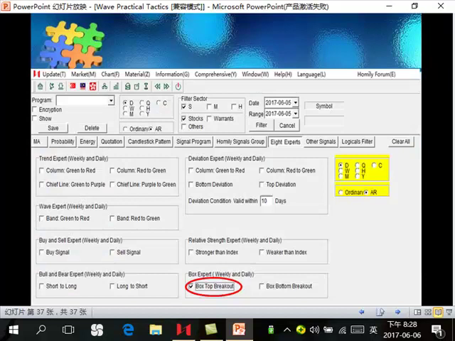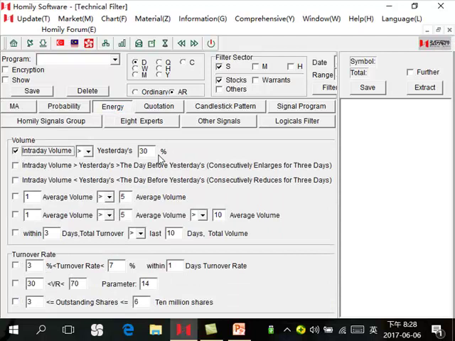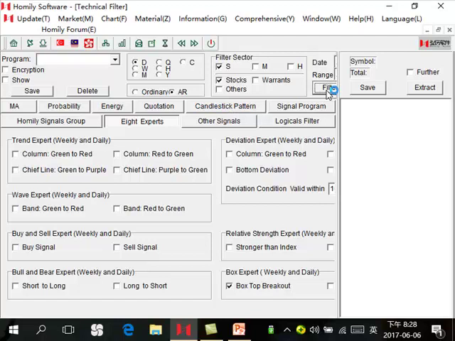Firstly, click filter. Then the first one, moving average. 5 days more than 10 days, more than 30 days. 20 days more than 30 days, more than 60 days. Two conditions, right? What is the next step? Energy. Today's volume more than yesterday's 30%. The next step, quotation. 5% less than intraday trend, less than 10%. This is the next step. How about the last step? 8 experts, box top breakout. Then we click filter.